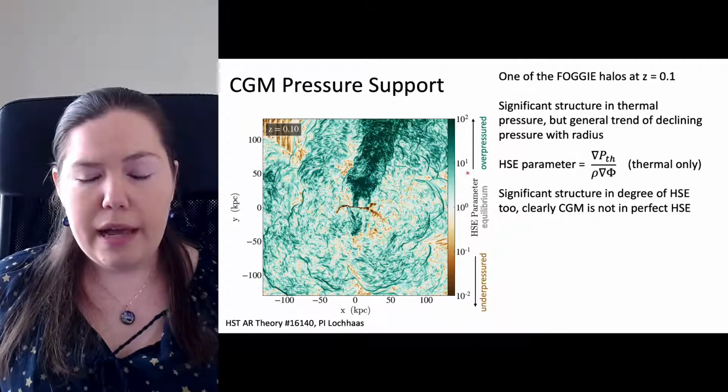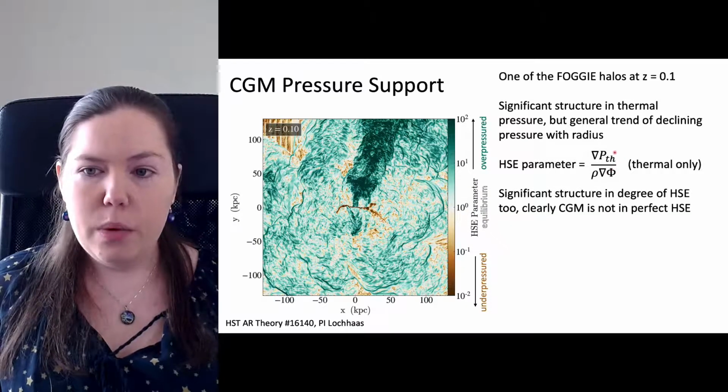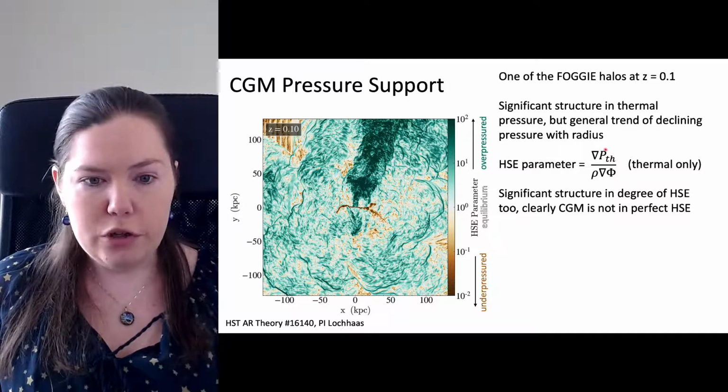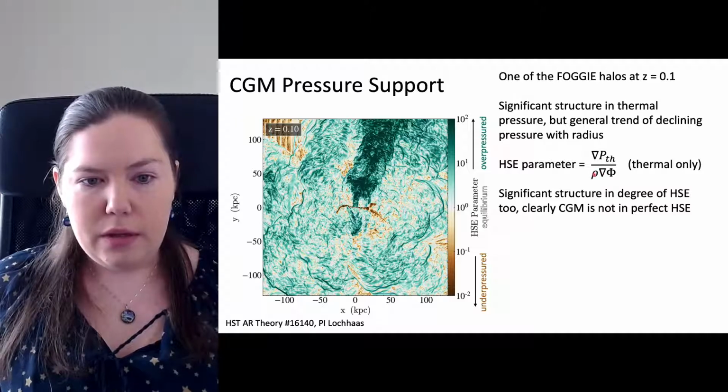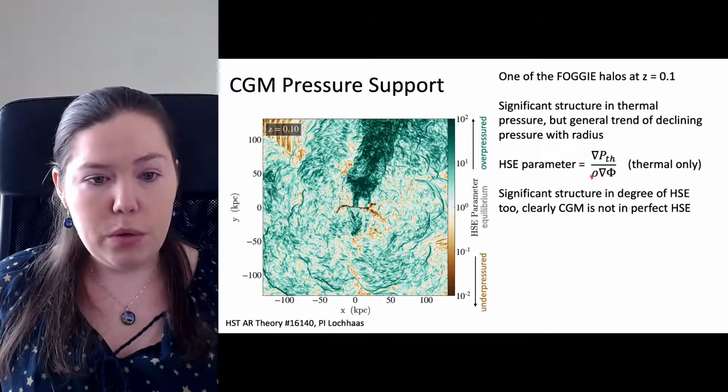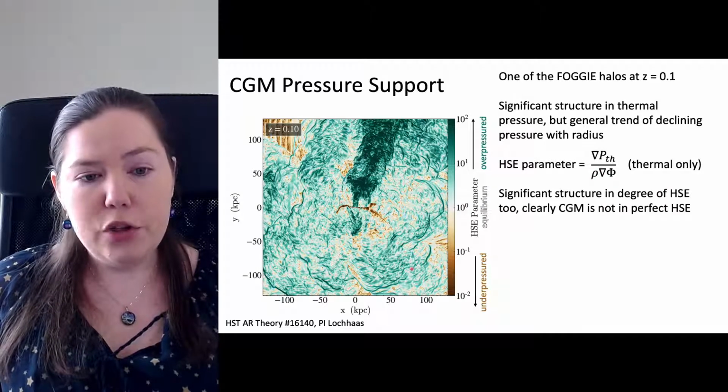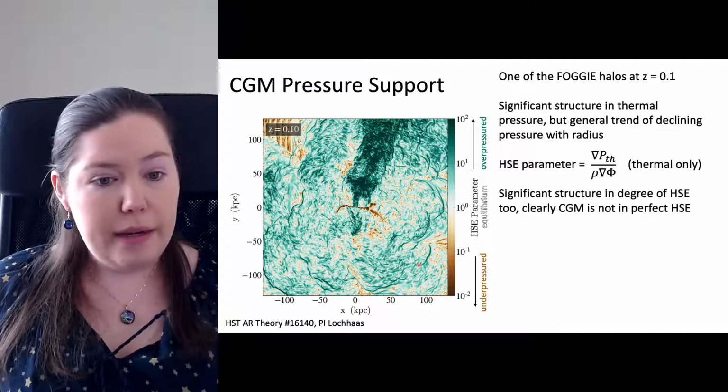And we can look at our HSE parameter once again, where now we're coming back to only thermal pressure relative to gravity, where if the CGM in this simulation was in perfect hydrostatic equilibrium, this entire image over here would be white. But it is of course not.